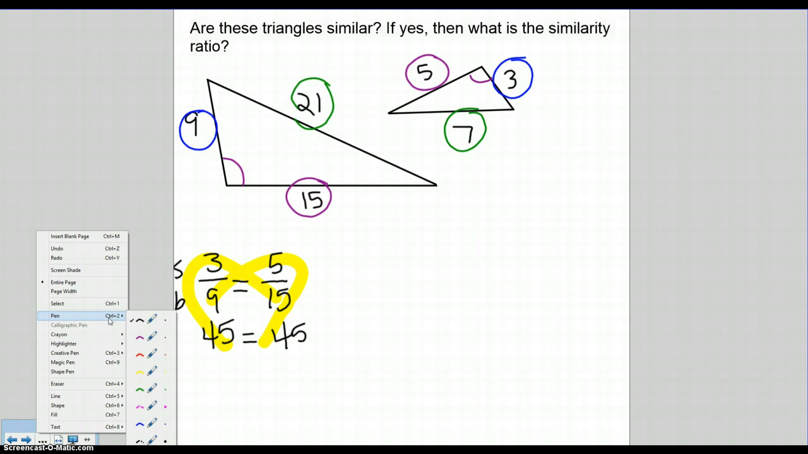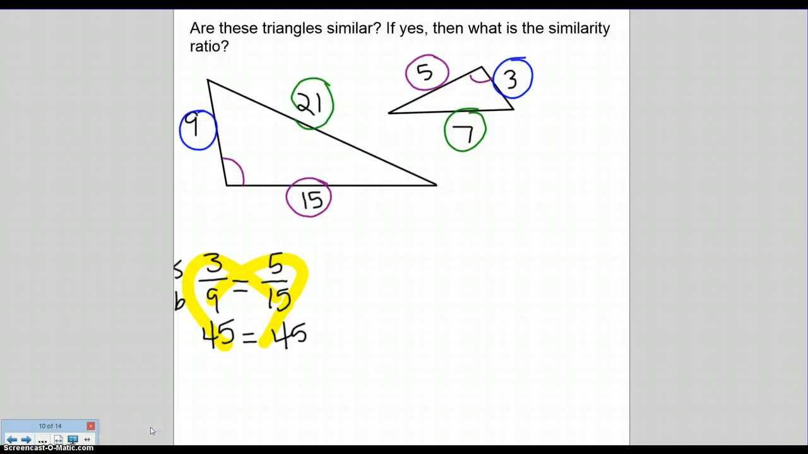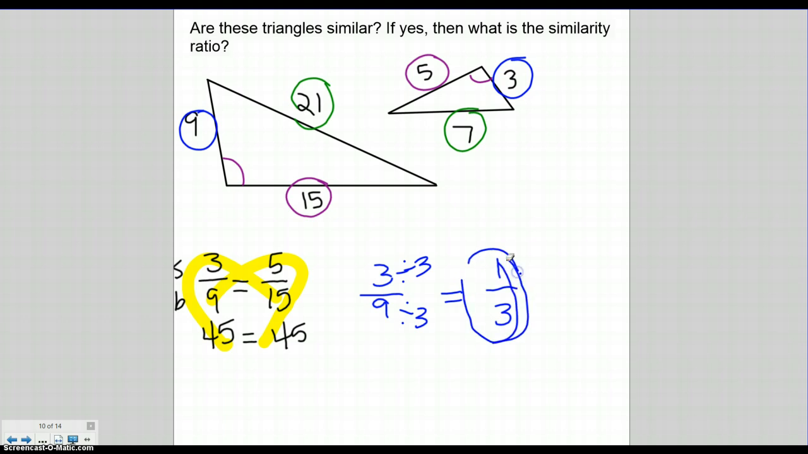If we look at the 3 and the 9 and the 5 and the 15, and if in fact this is similar, what is my similarity ratio? Since these two sets of sides are equal, what is my ratio? Well, I'm just going to take one of those. I'm going to take the 3 over the 9. So 3 divided by 9, what is that simplified to? If I divide the top and the bottom by 3, 3 divided by 3 is 1, and 9 divided by 3 is 3. So I'm looking at a similarity ratio of 1/3.